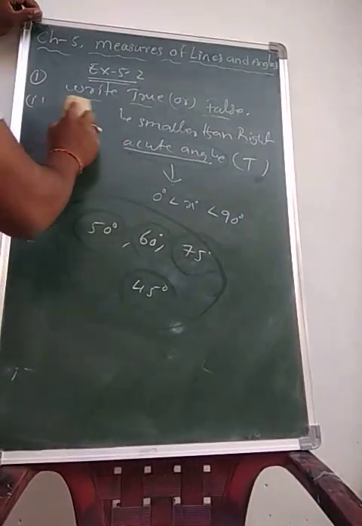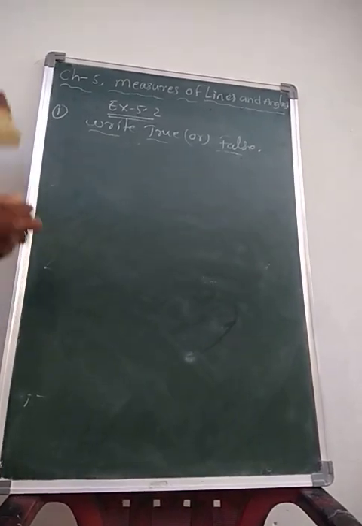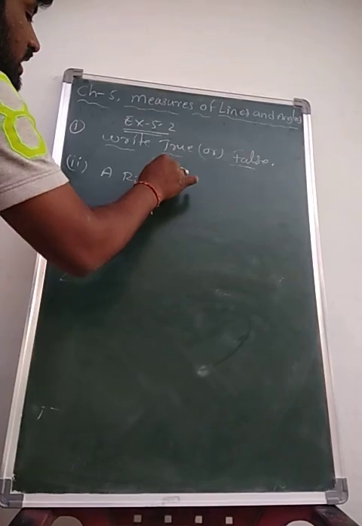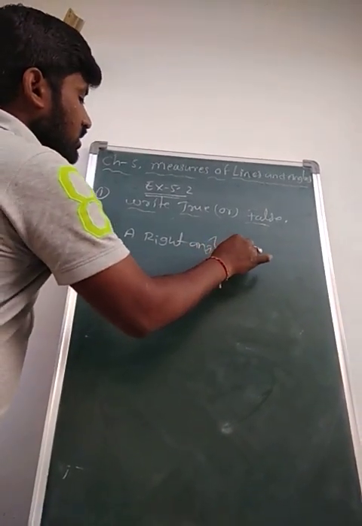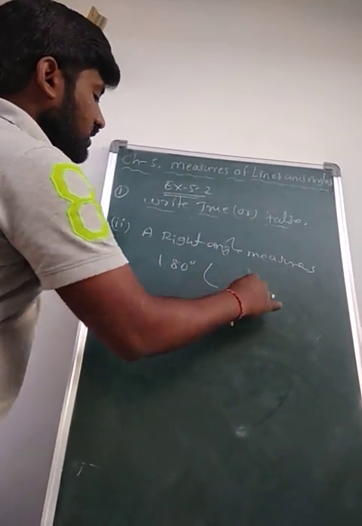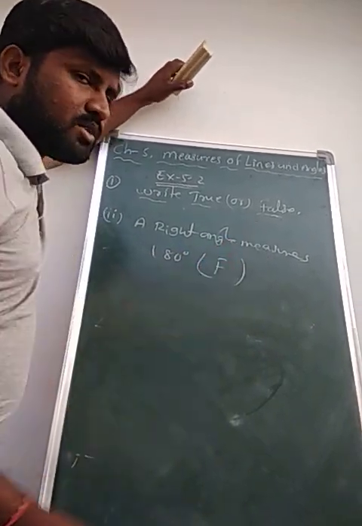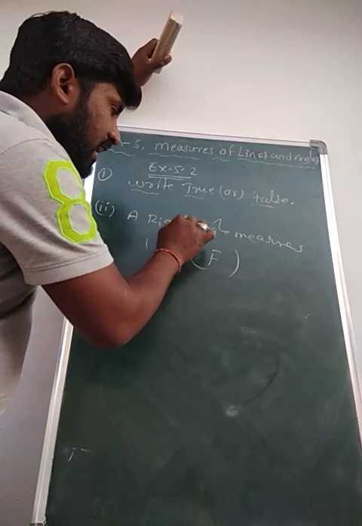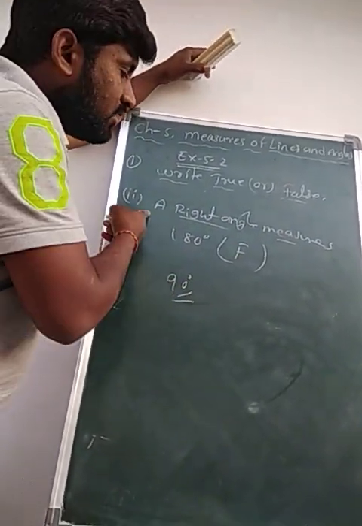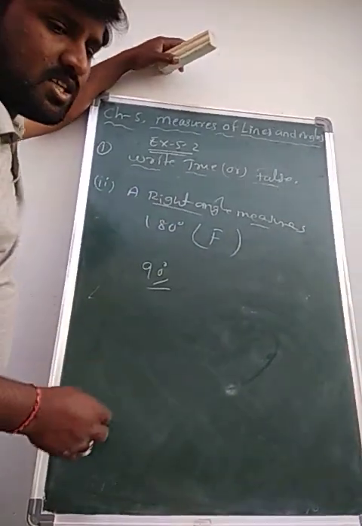Now the second question. A right angle measures 180 degrees. The statement is true or false? Absolutely, the statement is false, because a right angle measures exactly 90 degrees, but here it is given that a right angle measures 180 degrees. So that's why this is a false statement.